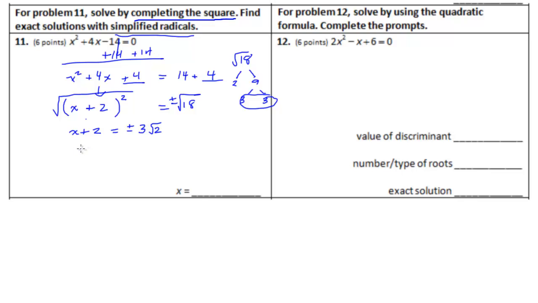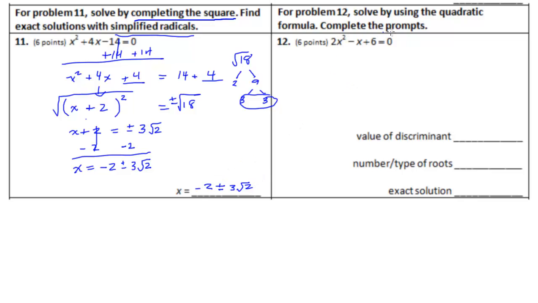Finally, we have to subtract 2 from each side. And we get x is equal to negative 2 plus or minus 3 square root of 2. And that gives us our two values. Negative 2 plus or minus 3 root 2.